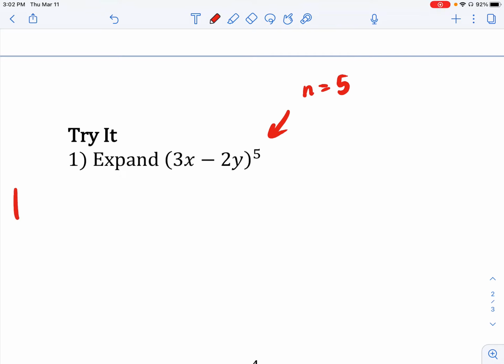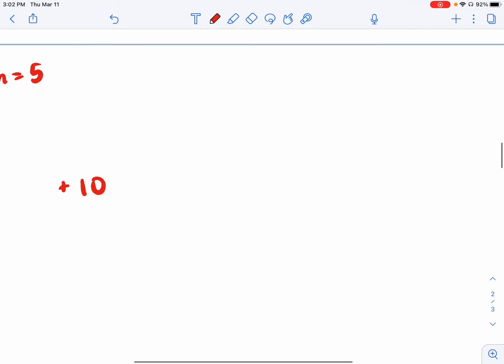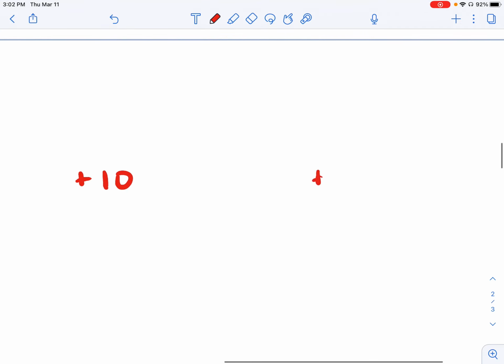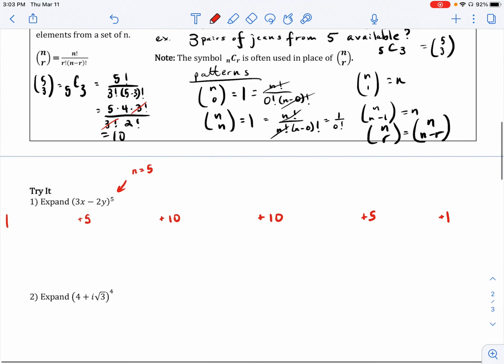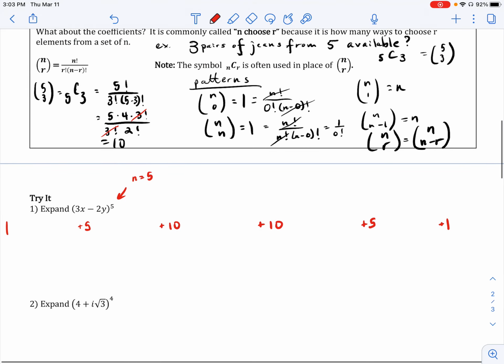So I would say 1, and I'm going to leave some space here, plus 5, oh, excuse me, not 5, we're moving on to 10, I'm going to make some space, plus 10, plus 5, and then plus 1, okay? So let's zoom out again so we can make sure all I'm doing right now is writing out spaces for the coefficients.